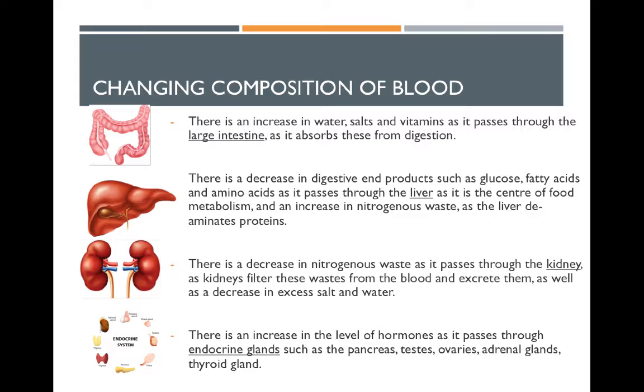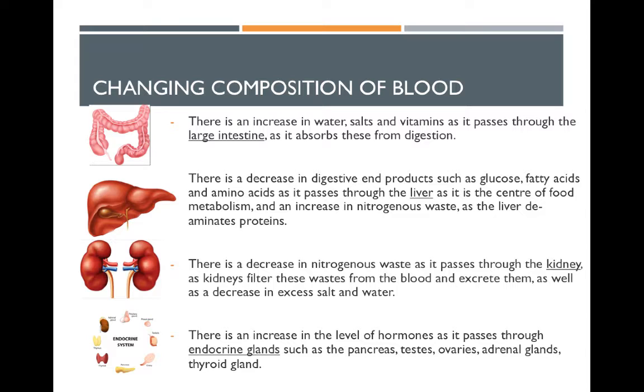We do a lot more of a case study on the kidney a little bit further on in the course, but the kidneys are the organ of excretion for nitrogenous waste. So all that nitrogenous waste the liver added into the blood, the kidney gets rid of, okay? There's also sometimes a decrease in excess salt and water. So sometimes salt and water is reabsorbed in the kidneys if we have not enough. If there's heaps, then salt and water is gotten rid of by the kidneys.